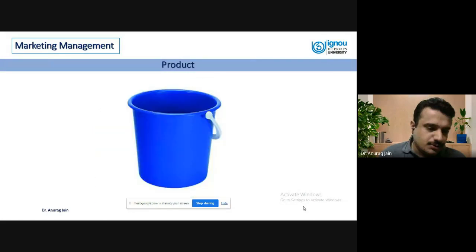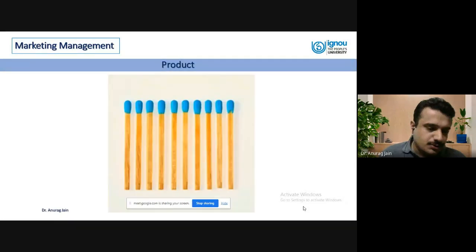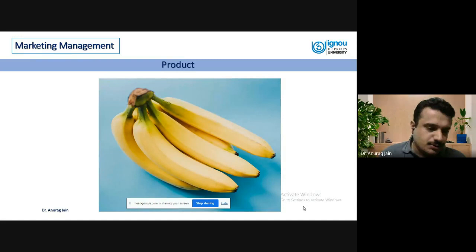There is no brand associated with it. Mostly the case is the same with the buckets as well. There are a few brands which are available in the market. I'm not saying there are no brands available, but there is not much brand identity associated with the buckets. Similar is the case with matchsticks. Banana is also very much being sold as a product, as a tangible product, right?